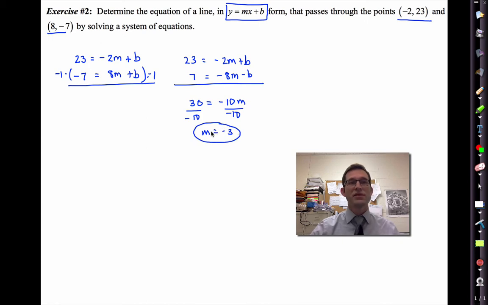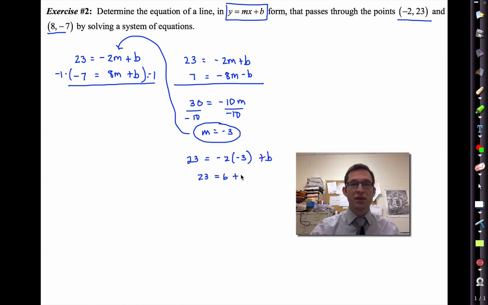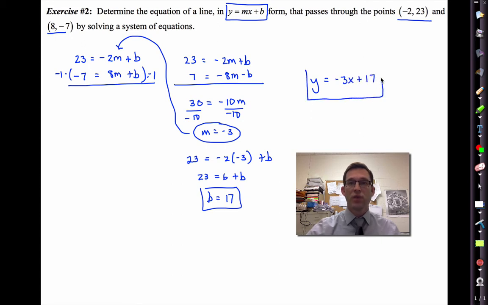Obviously now to figure out the b is not very difficult. I think I'll probably just substitute it into the first equation. 23 equals negative 2 times negative 3 plus b. 23 equals 6 plus b, and b equals 17. So the equation of my line, I should never forget to actually write down what I've been asked for, even though I've done the heavy lifting, is y equals negative 3x plus 17, easily enough checked by just seeing if it passes through those 2 points.